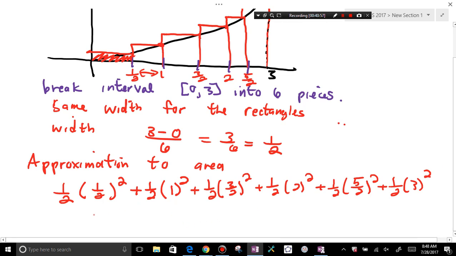We all recognize that this is 1/2. You can pull out a 1/2, but we'll leave it like this for the moment. How can I?